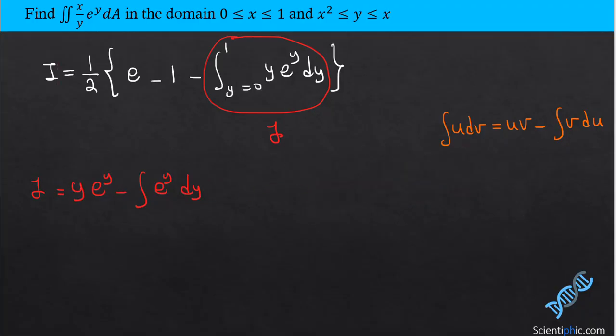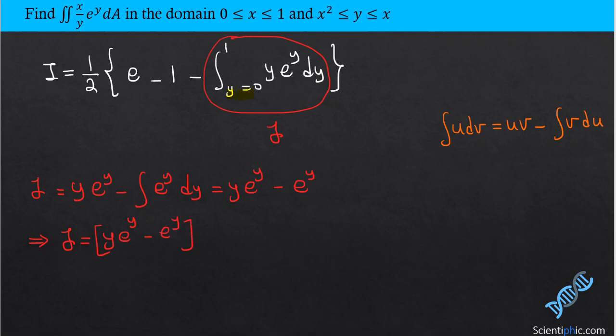So it's gonna be y e to the power of y minus, what is the integral of e to the power of y? That is simply e to the power of y. So if I put the values in, j is gonna be y e to the power of y minus e to the power of y.